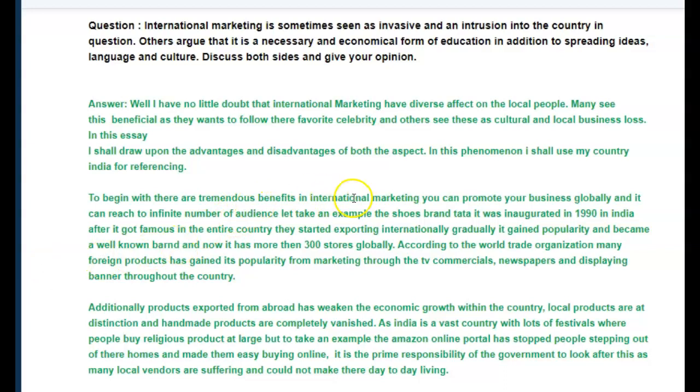So you tell us that with international marketing, you can take your brand globally. Then you tell us about this brand Tata, but you never told us how it was marketed. You simply told us that it was sold internationally, but there's nothing here about marketing. Marketing and trade are not identical things. They're not synonyms, so you have to be careful with this.